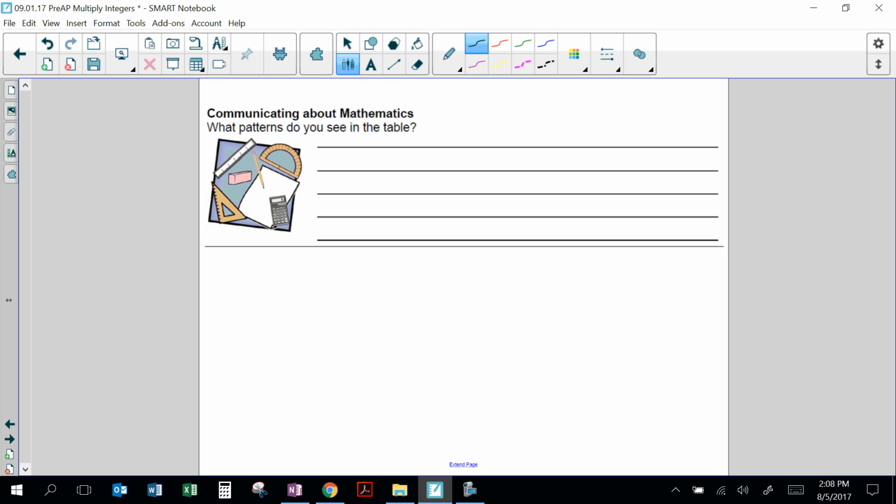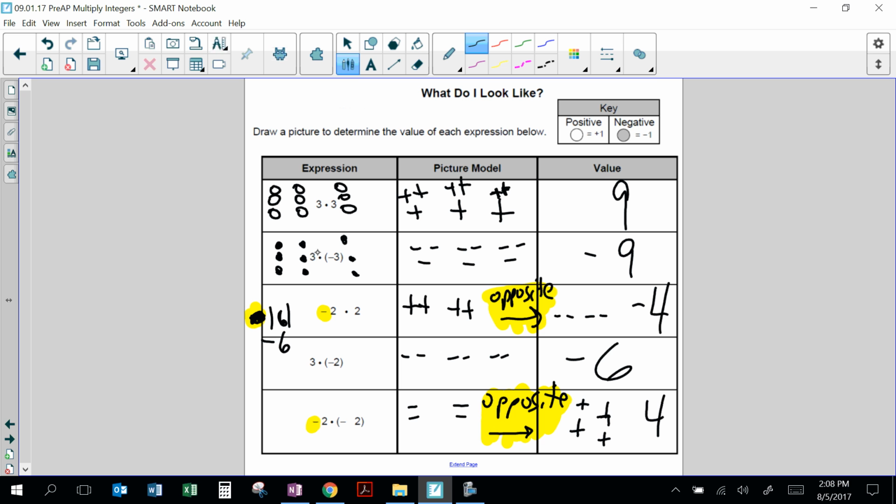Well, one pattern I do see is when you have a positive times a negative, the answer will be negative. Let's see if that is correct. Positive, negative, positive, negative, positive, negative, negative, negative, negative. That is true.